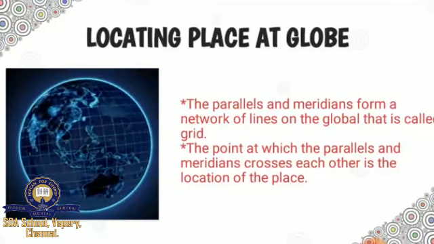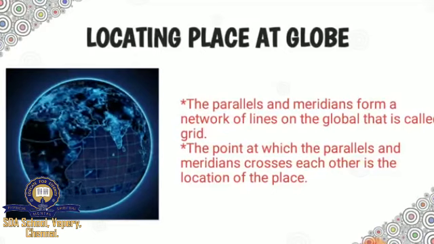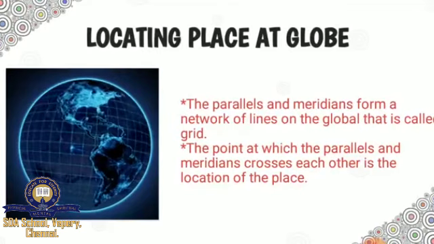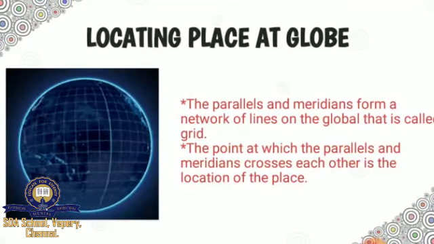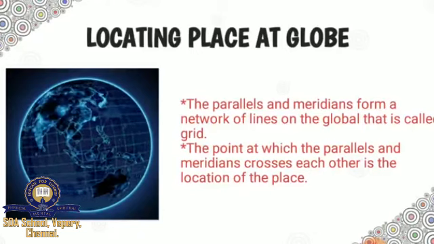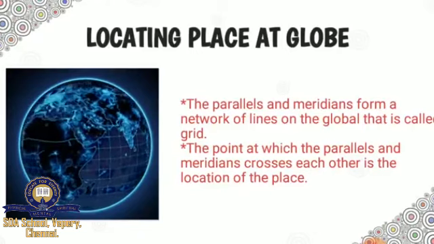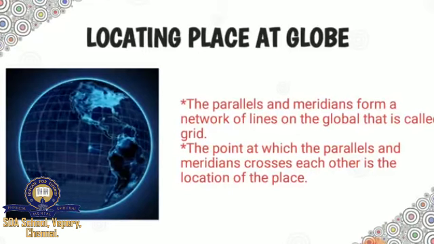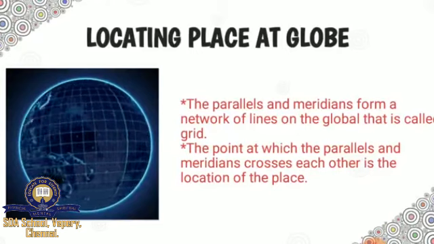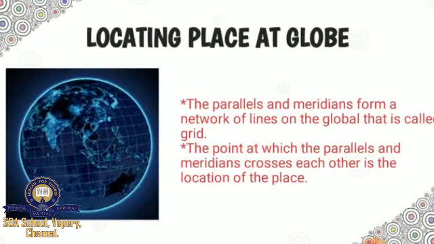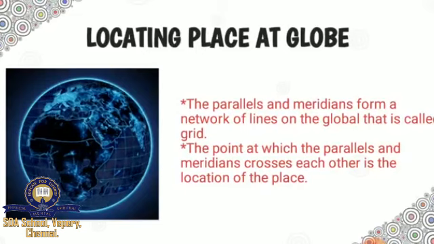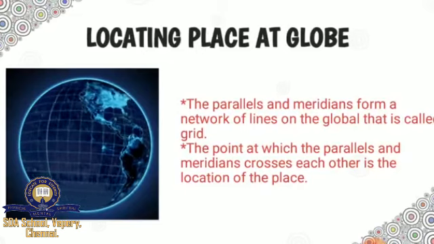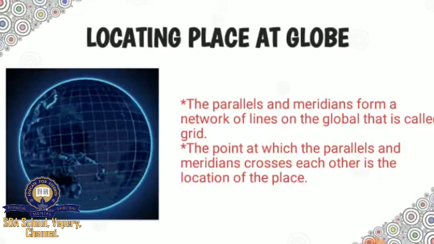Can you see the lines in the picture which is moving around? That's small like square boxes. That is called grid. We use that for locating places on the globe. To locate a place, first we must know the values of parallel, latitude and meridian or longitude. The point at which the parallel and meridians cross each other is the location of the place.